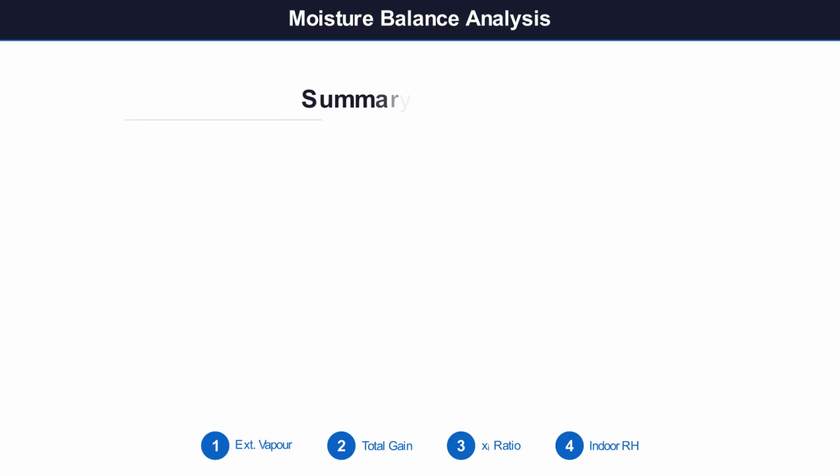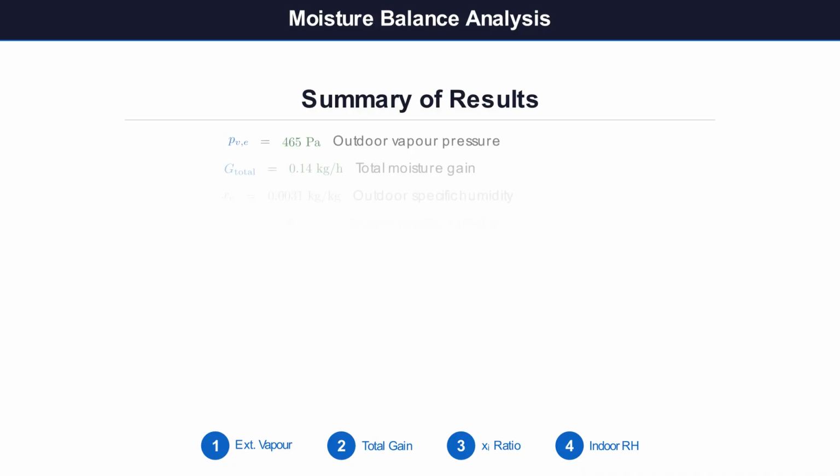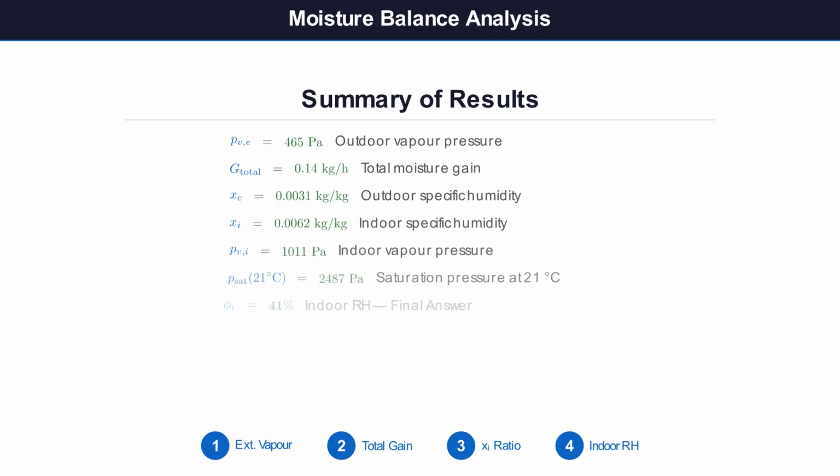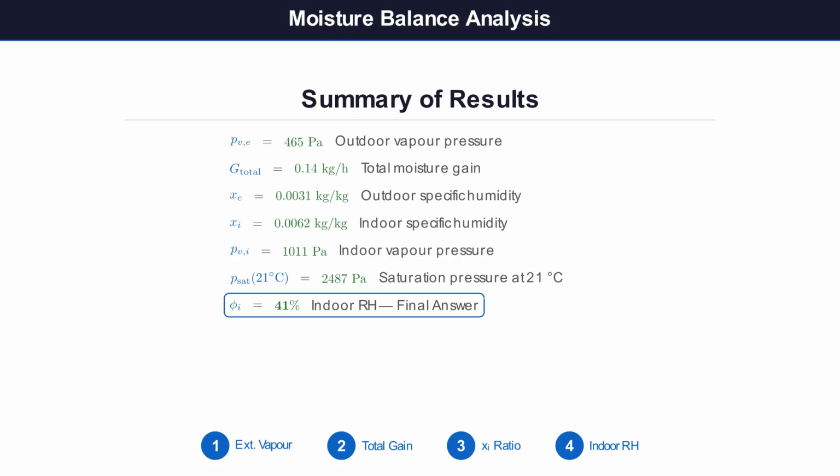This table presents all intermediate and final values from the 4-step analysis. The outdoor vapor pressure is 465 pascals. Total moisture generation is 0.14 kilograms per hour. The outdoor and indoor specific humidities are 0.0031 and 0.0062 kilograms per kilogram, respectively. The indoor vapor pressure is 1011 pascals, against a saturation pressure of 2487 pascals. The resulting steady-state indoor relative humidity is 41%. This concludes the moisture balance analysis.